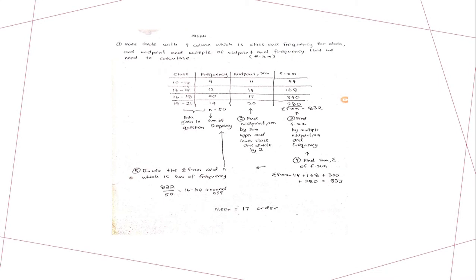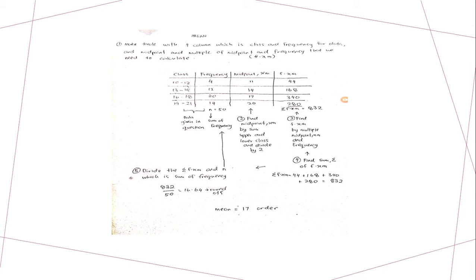So today I would like to present about mean. Okay, first of all, we will need to draw a table with 4 columns. The first column is class and frequency, which is already given by the question. The third column we need midpoint, which is XM, and the fourth column we need the frequency XM.